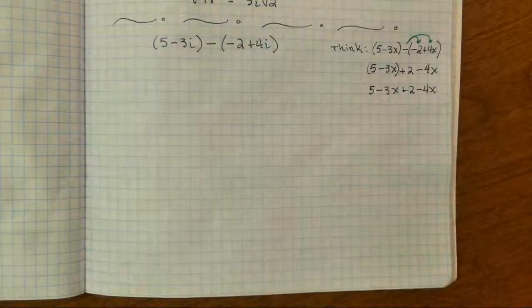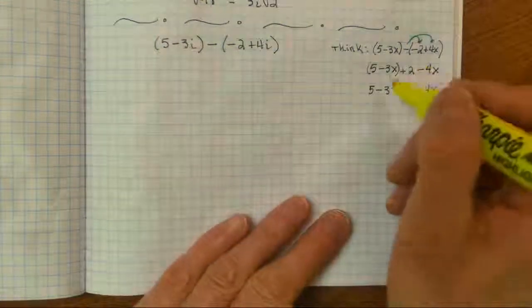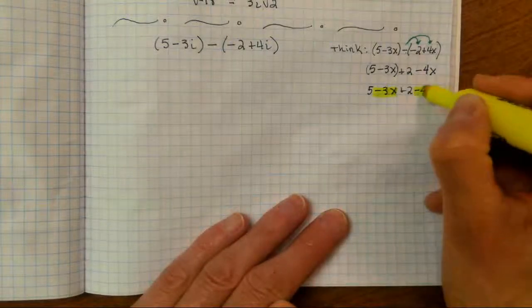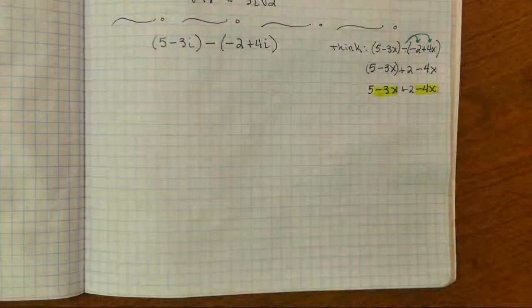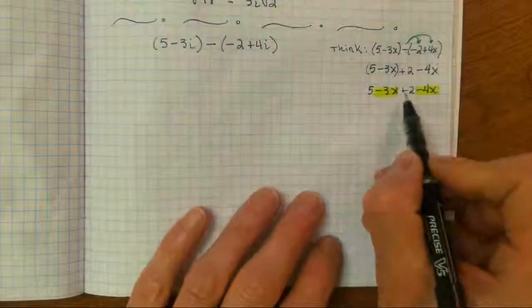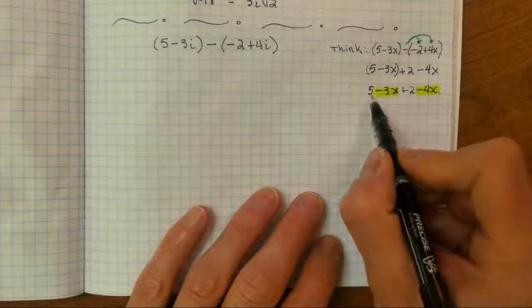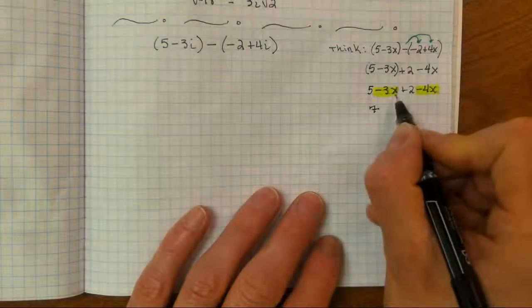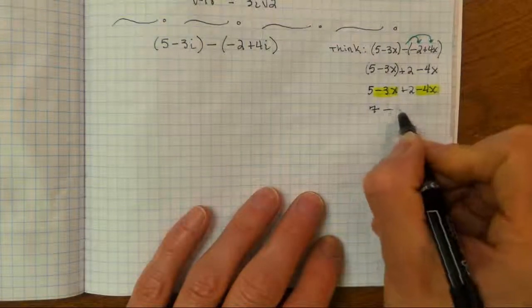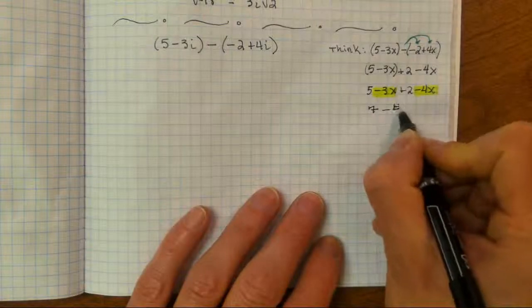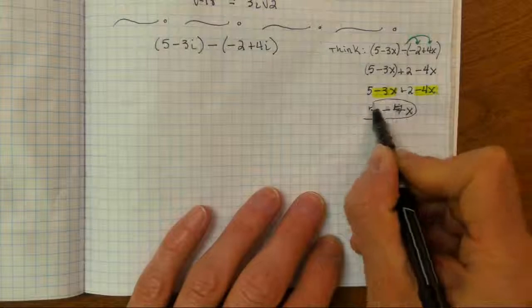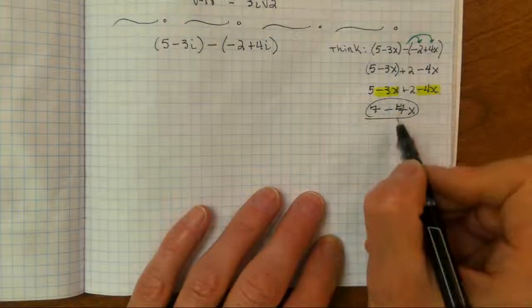Okay? Now we're going to combine like terms. So I know negative 3x and negative 4x are like terms, and 5 and 2 are like terms. So this is 5 plus 2, which is 7. Negative 3x minus 4x is minus 7x. Okay? So that would be how I would simplify this.